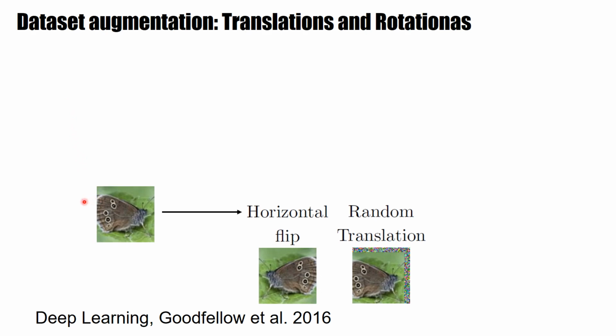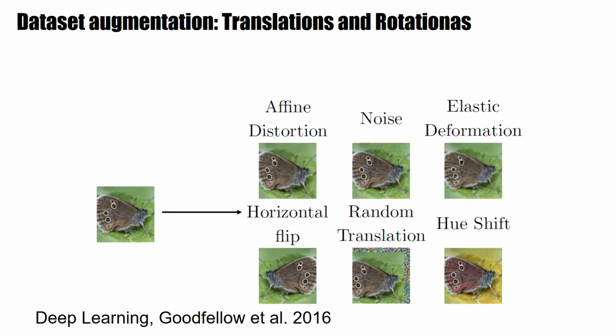Now, for each image, you create new images that should reflect the invariances of the task. For example, a butterfly remains a butterfly if it's flipped. It remains a butterfly if it's randomly translated, for example here, diagonally translated. It remains a butterfly if there's a change in the color scheme. It also remains a butterfly if there are some transformations that change the shape just a little bit, elastically or an affine transformation, and if there's noise in the image, it's also a butterfly.